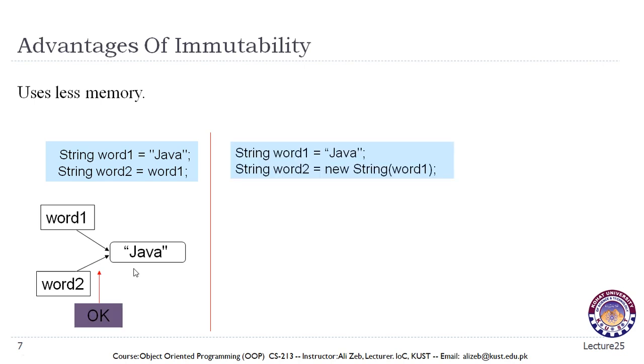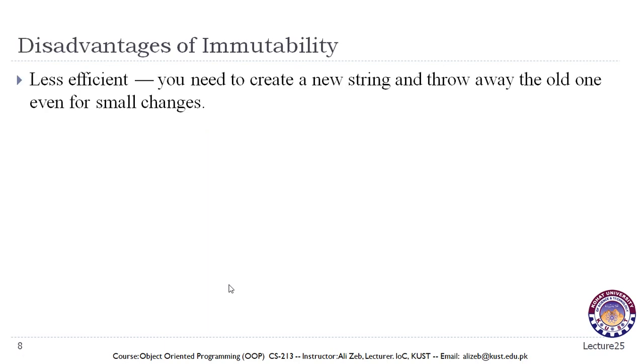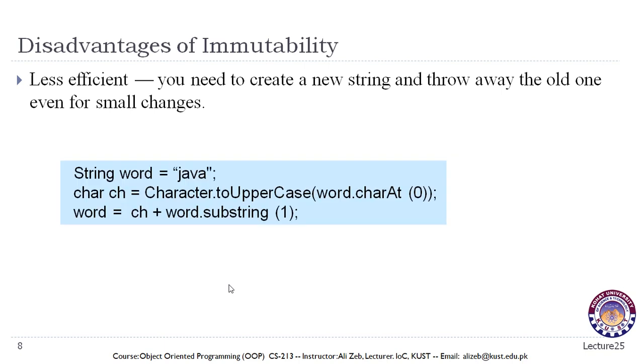For another example, if we want to create a new object that will store the same Java string, for example, with different values, you can say that this might be using more memory, but this might have some uses as well. So you need to create a new string and throw away the old one even for small changes. What if we needed to make even a small change in our string? Since it will remain the same, it will not change.